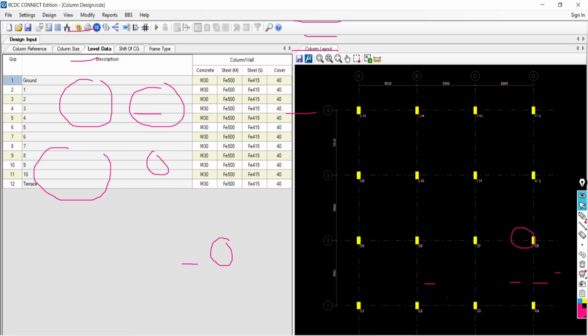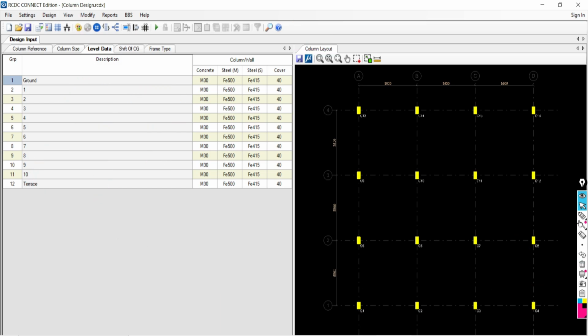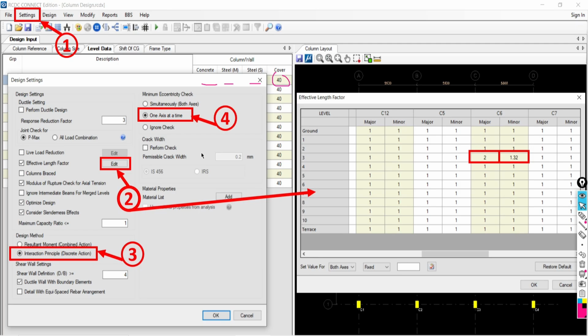So see here what to do. Basically, after importing all the analysis results, you have to set the grade of concrete, the grade of steel, the grade of steel for the shear reinforcement, and the cover. Everything you have to define. Now you have to do the settings in the RCDC software.